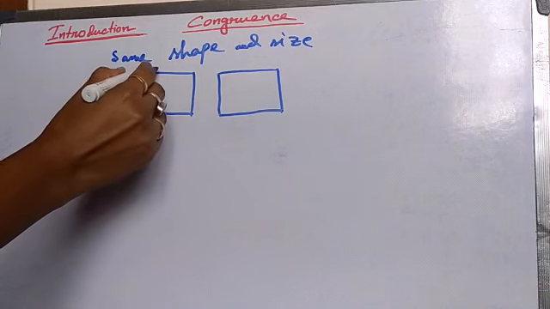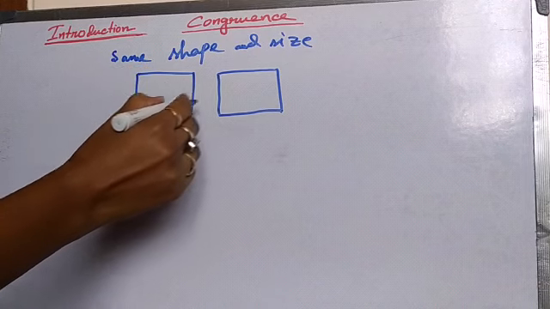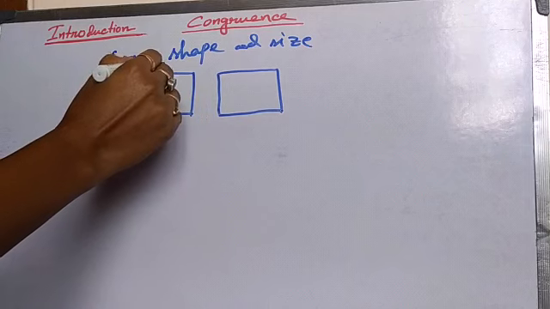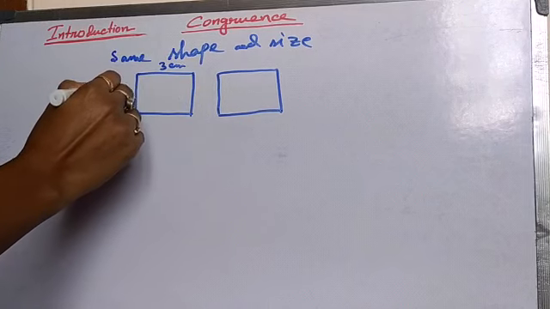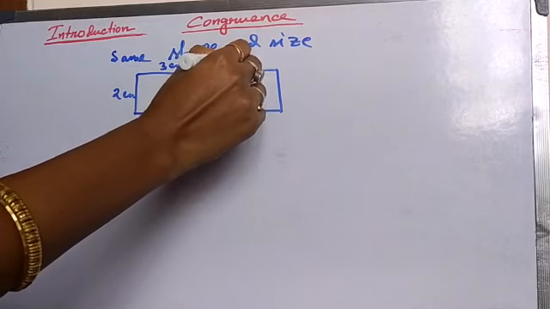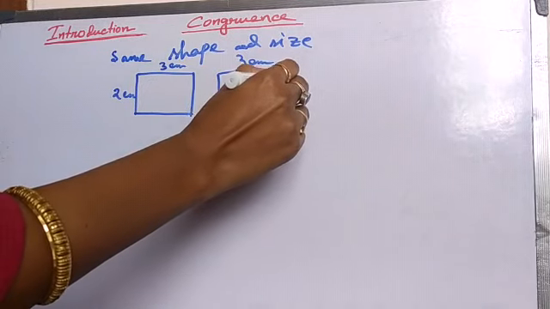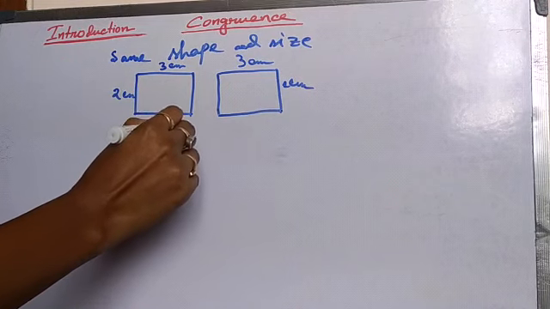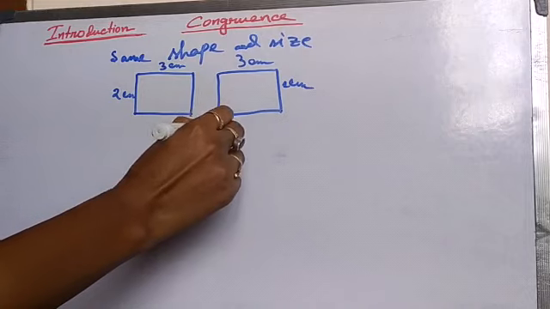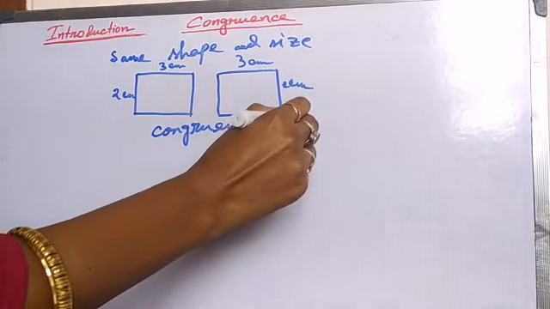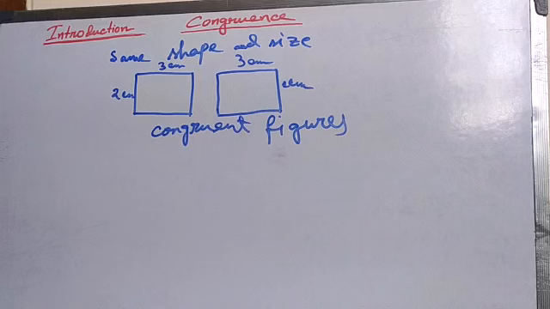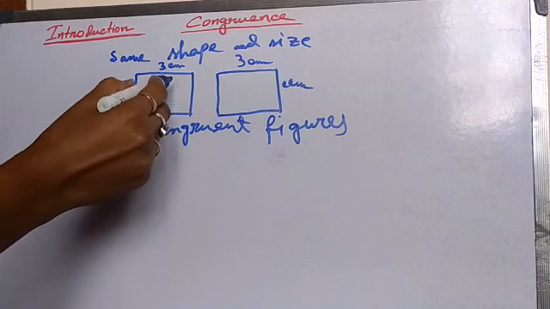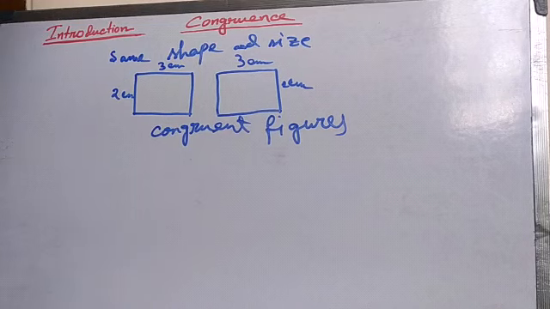Suppose the length and breadth of this rectangle and the length and breadth of this rectangle are the same. Suppose this is 3 centimeter, this is 2 centimeter, and this is also 3 centimeter, and this is also 2 centimeter. Then we can say that these are congruent figures because these figures have same shape and same size.